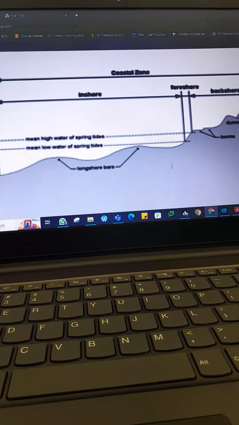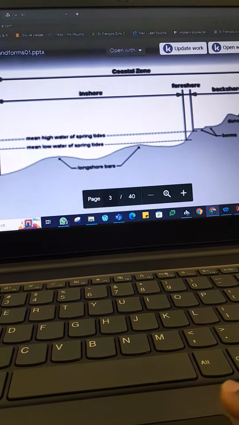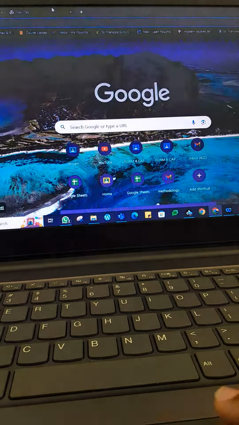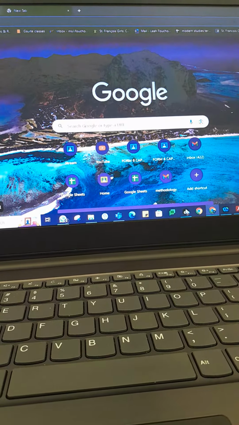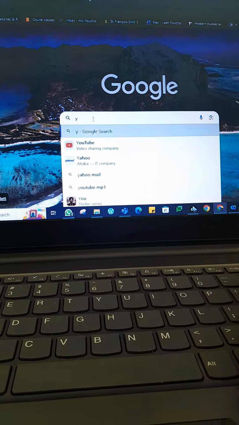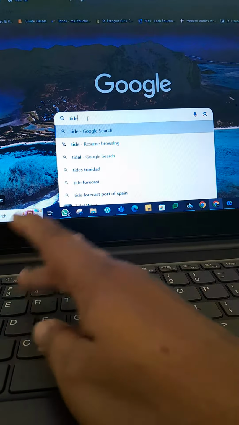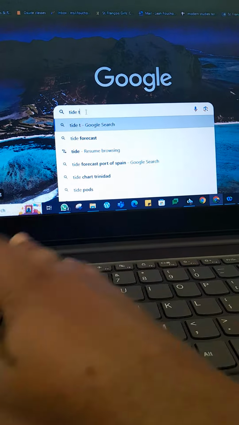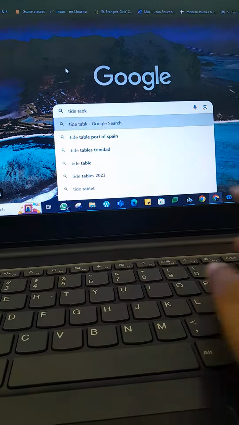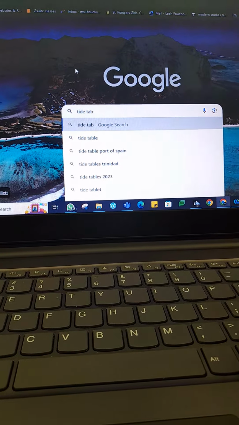So anybody ever saw a tide table? Did I ever pull up a tide table for you all to see? You all never saw tide tables before? Do you all know that the Institute of Marine Affairs sells tide tables, so you can actually buy it like a calendar?